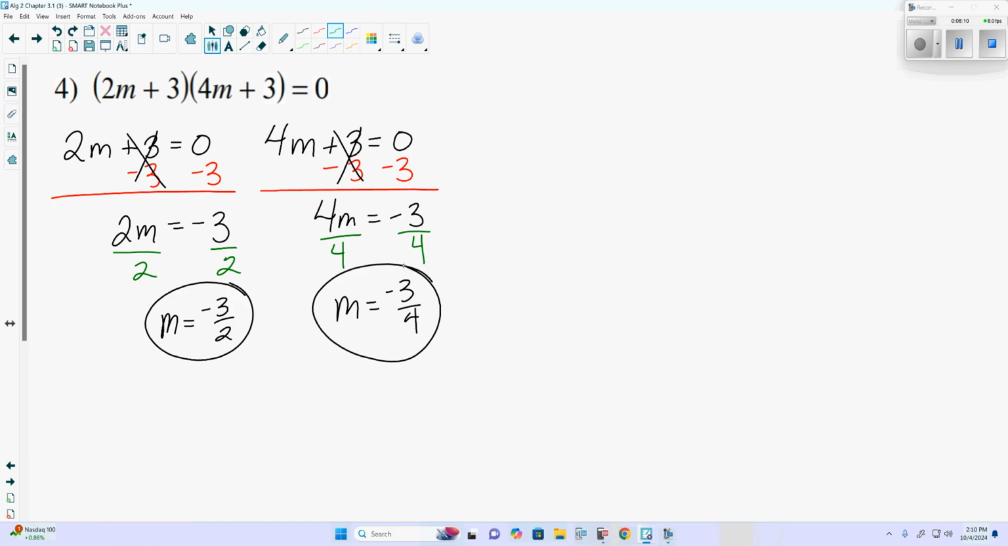I will take either answer. I will take it in decimal or fractional, or if you want to put it as a mixed number, I will take it as a mixed number, because -3/2 is -1 1/2. As long as it's the correct answer, I will take it in any form. Questions on this here? We ready for the next one? Yes?